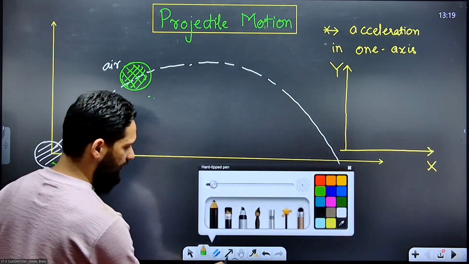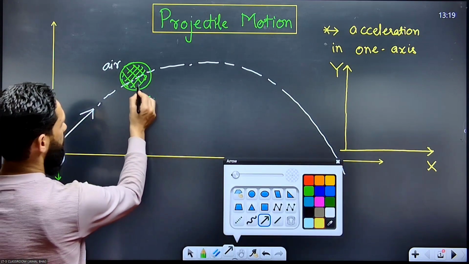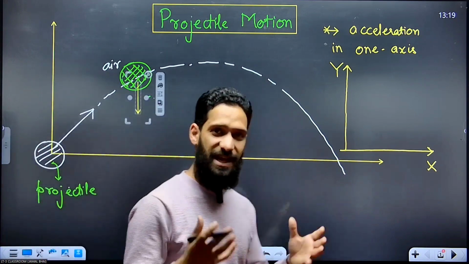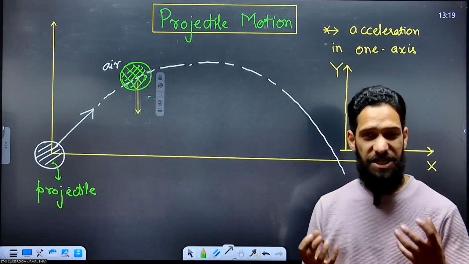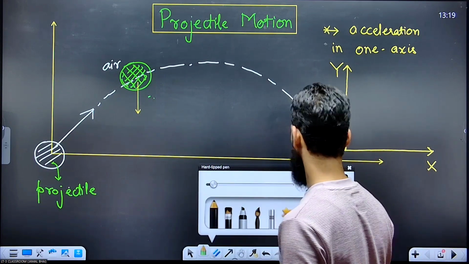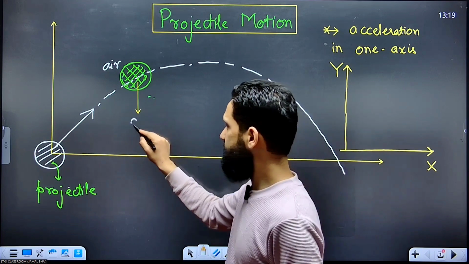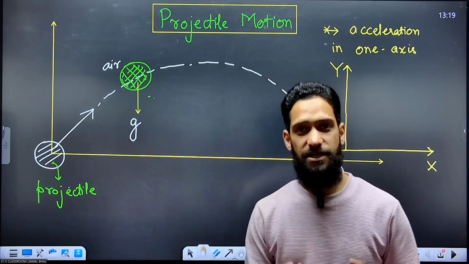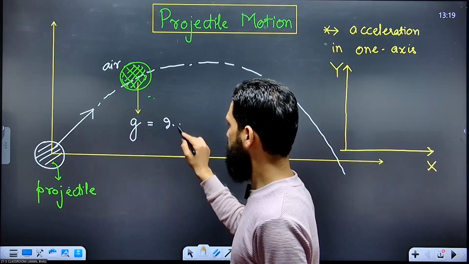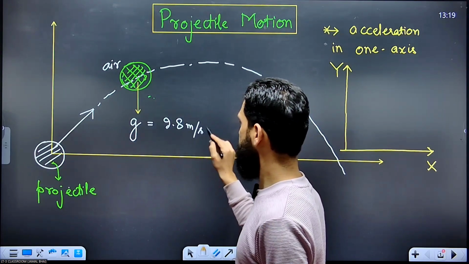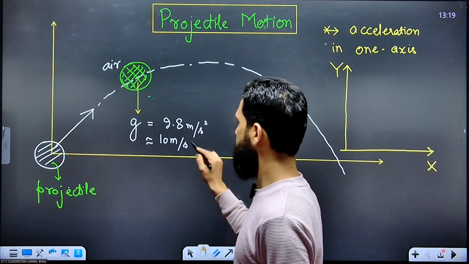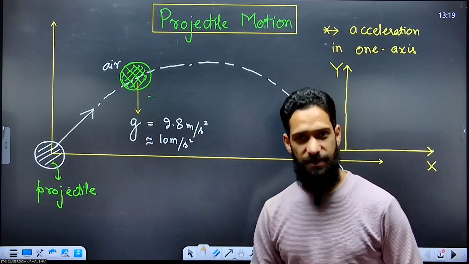Well, all of us know that the ball is attracted by gravity. The ball is attracted by the earth, the gravitational pull of the earth. So in one of the axes, which we call the y-axis, there is acceleration. We all know that it is called acceleration due to gravity, and it has a value of around 9.8 meters per second square. Approximately, we take it as 10 meters per second square.